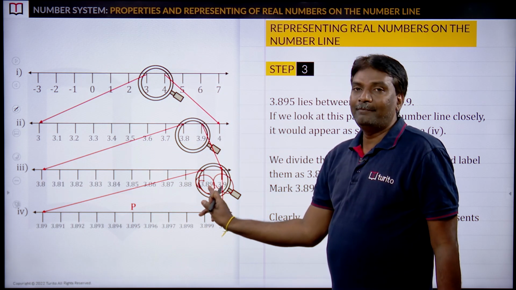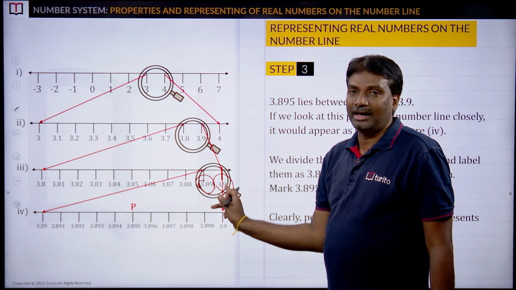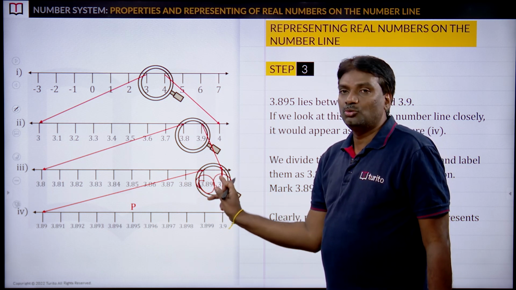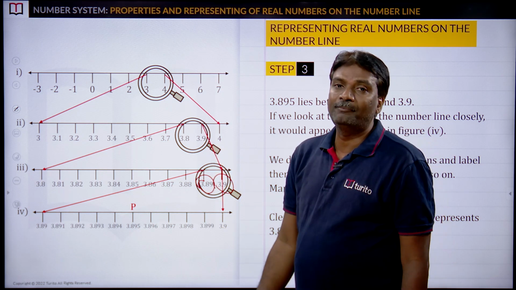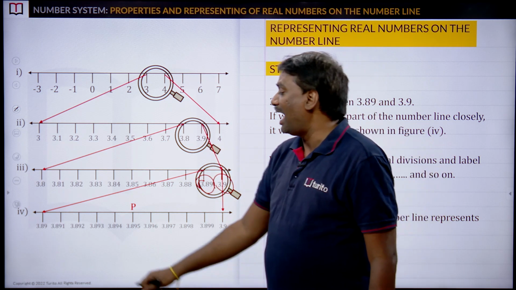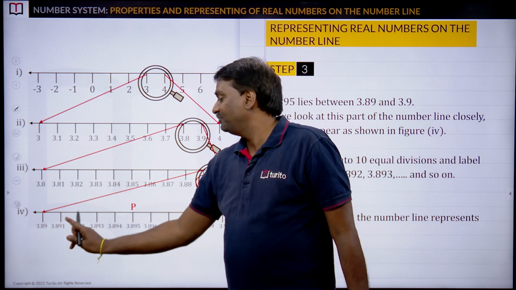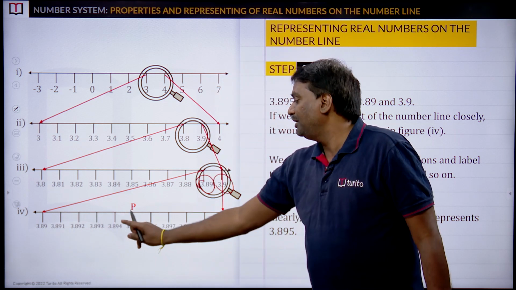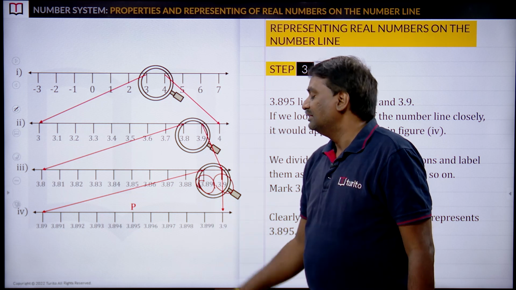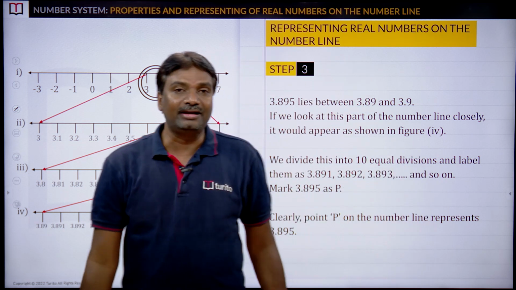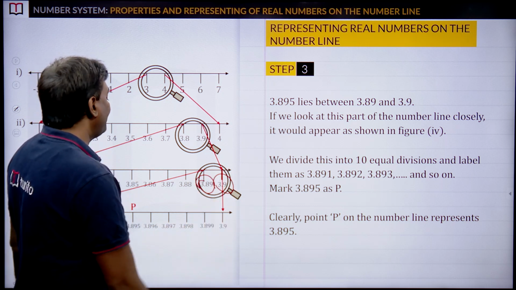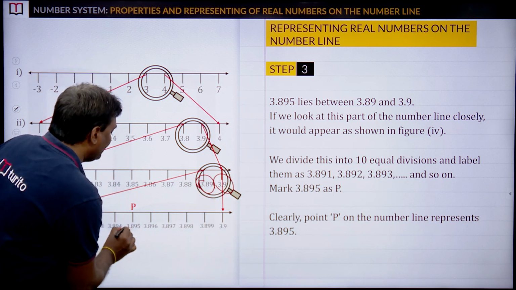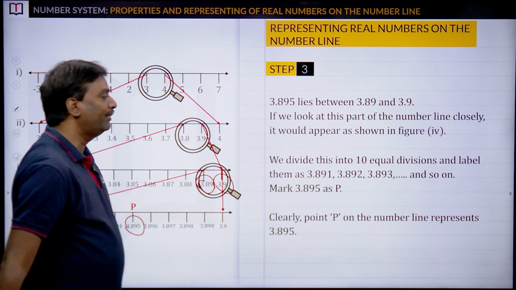Again, you can take the numbers 3.89 and 3.9. Between these two numbers, we can divide the part again into 10 equal parts and name them as 3.891, 3.892, 3.893, and so on up to 3.899. So, what we have to represent? We have to represent 3.895 on the real number line.